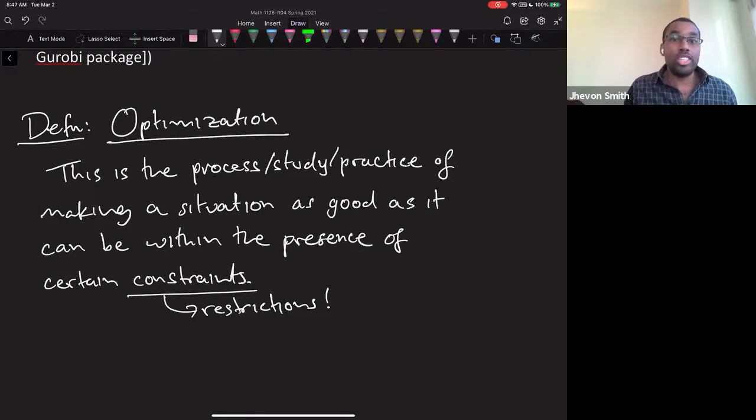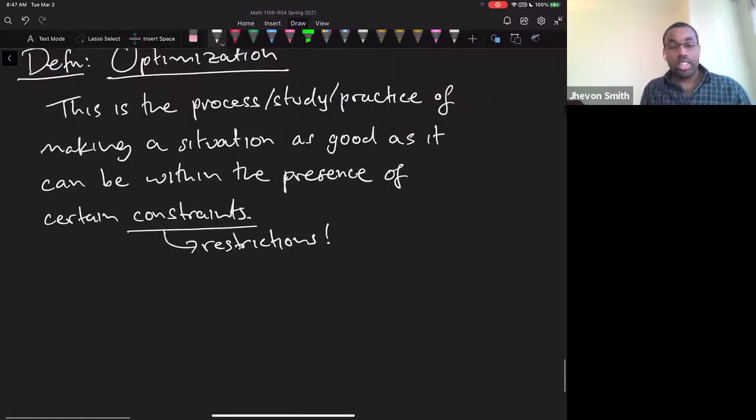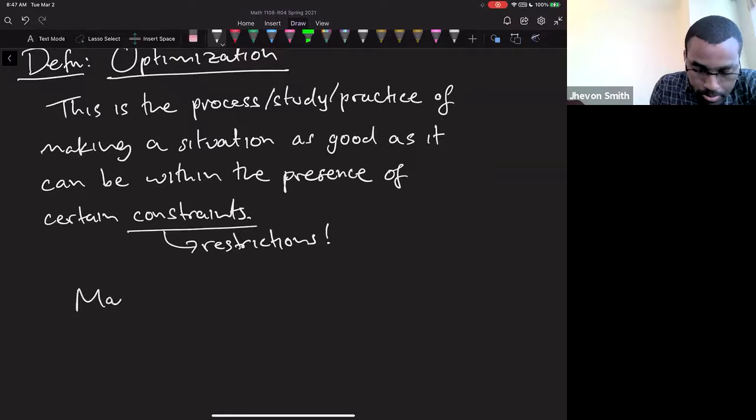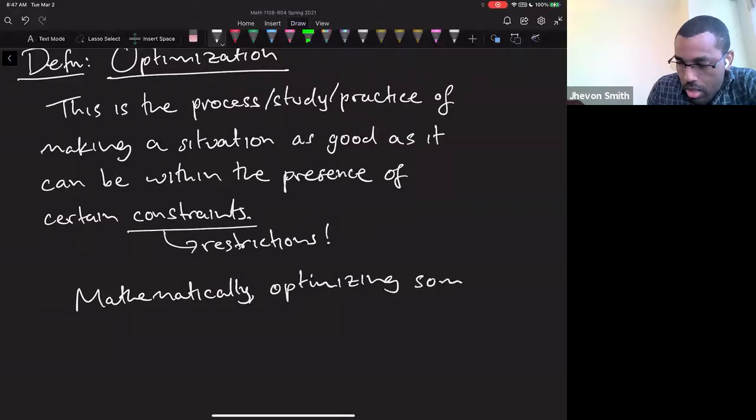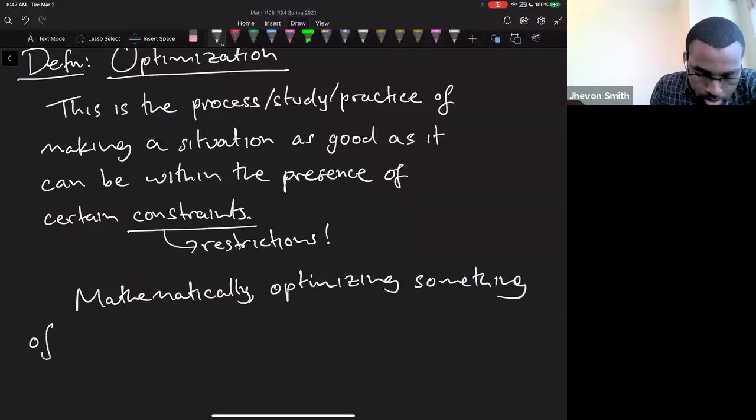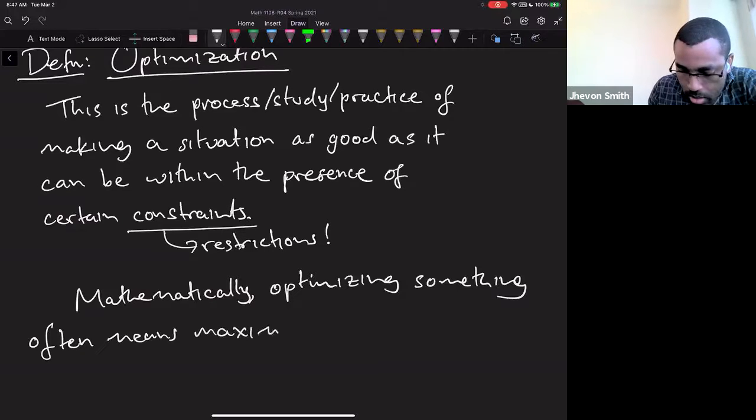Whenever you have a problem like that, this is called an optimization problem, right? So you have some situation that you want to make as good as it can be, but there are restrictions to being able to do this. And you figuring out a way to solve that problem is called optimization, okay? So now it turns out mathematically, optimizing something often means maximizing or minimizing it.